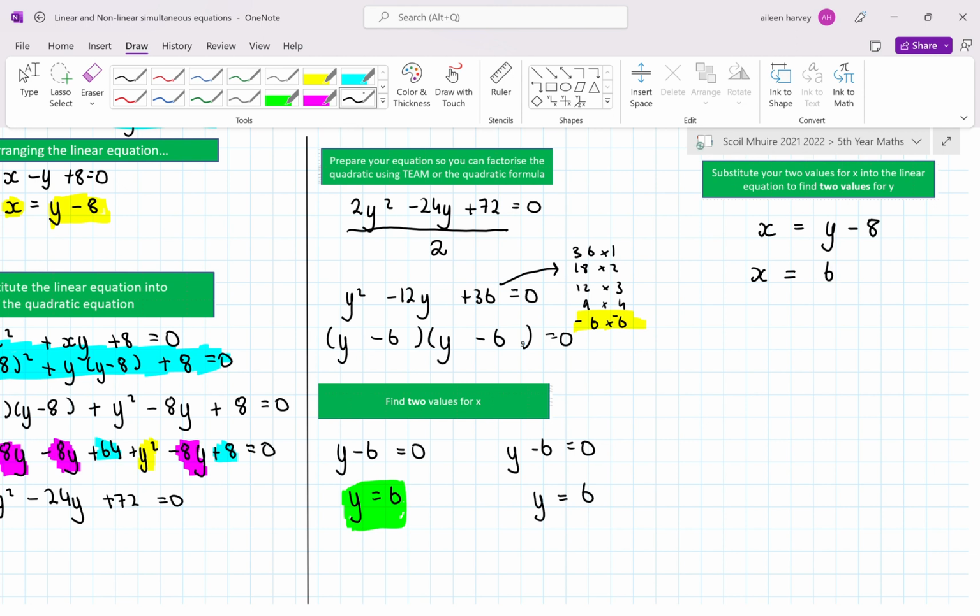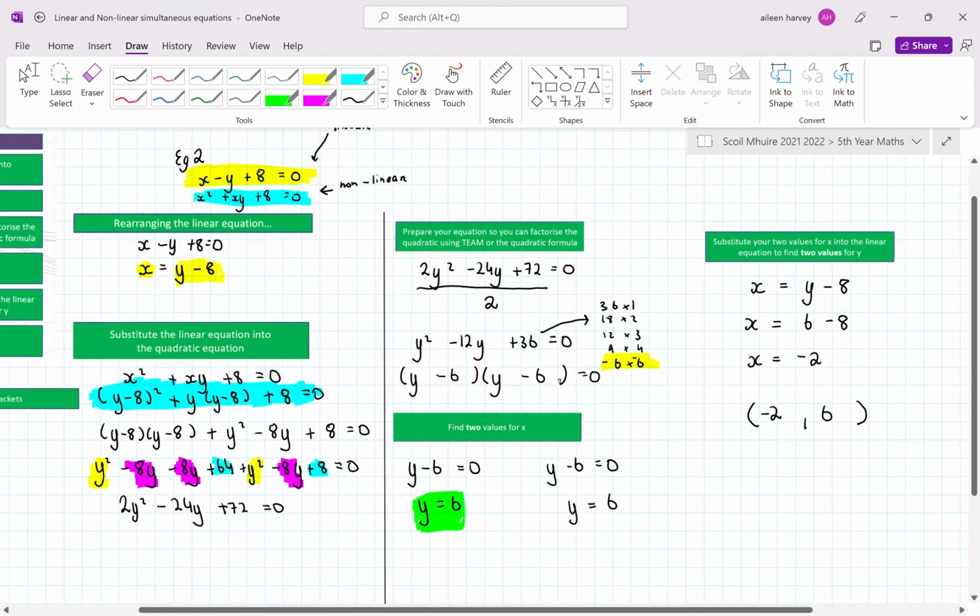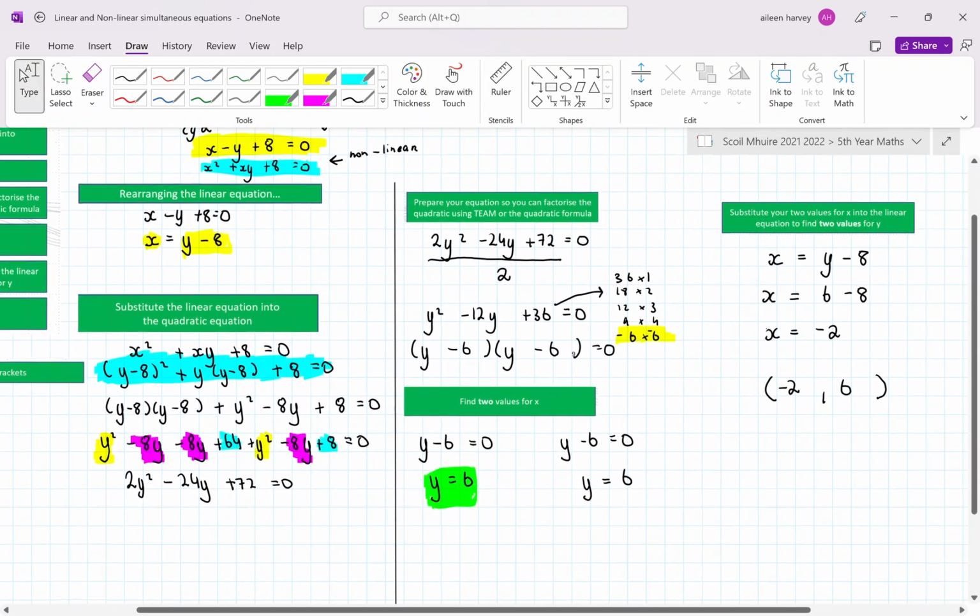This leaves me with 6 minus 8. So x is equal to minus 2. That means your coordinates, or your answer, is minus 2, 6. And that's your final answer.